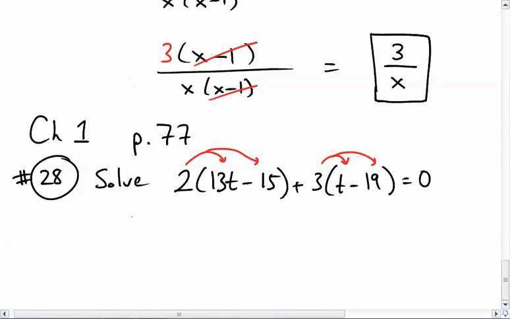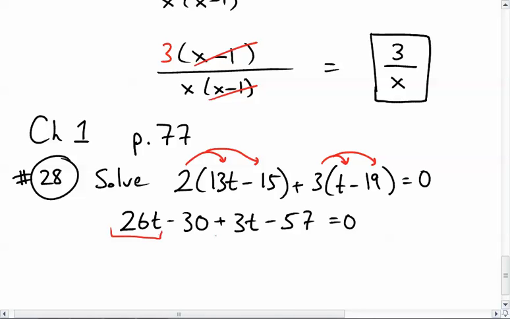That gives me 26t minus 30 plus 3t. And 3 times 19 is almost the same as 3 times 20, which is 60. So we have to take away 3, so 57. Okay, now we're going to combine our like terms. So 26 plus 3 is 29. And negative 30 minus 57 is negative 87. And that all equals 0.